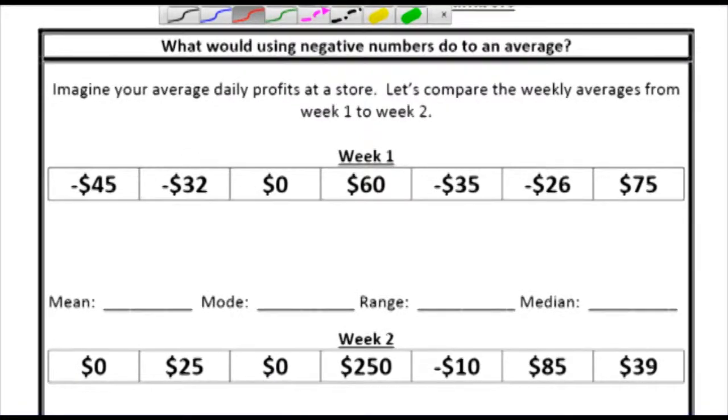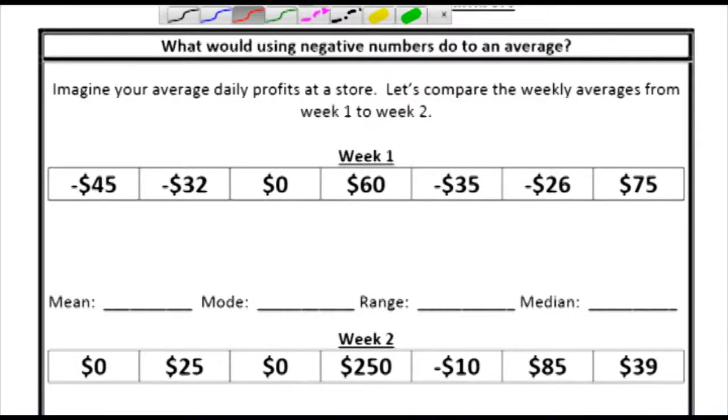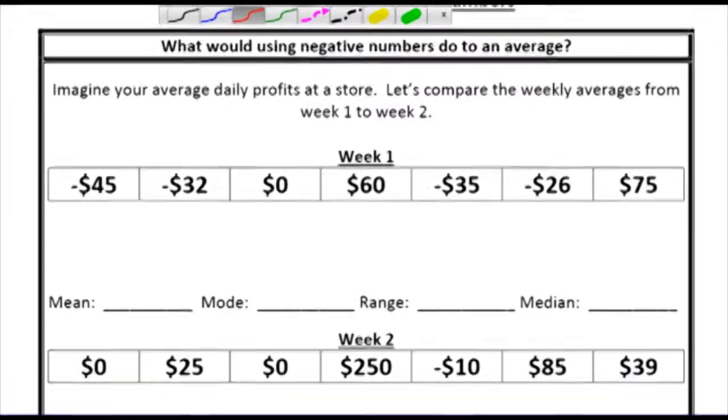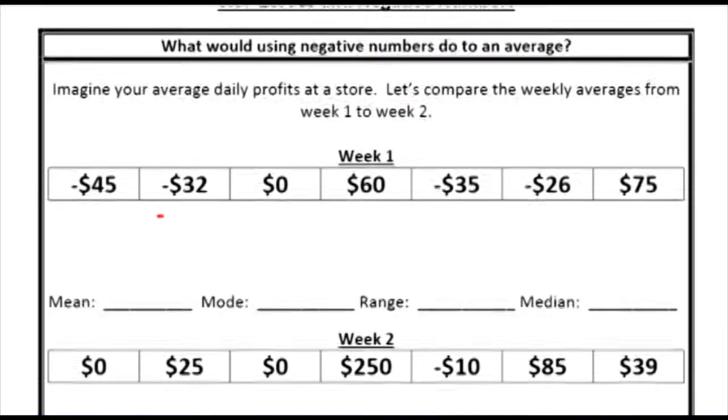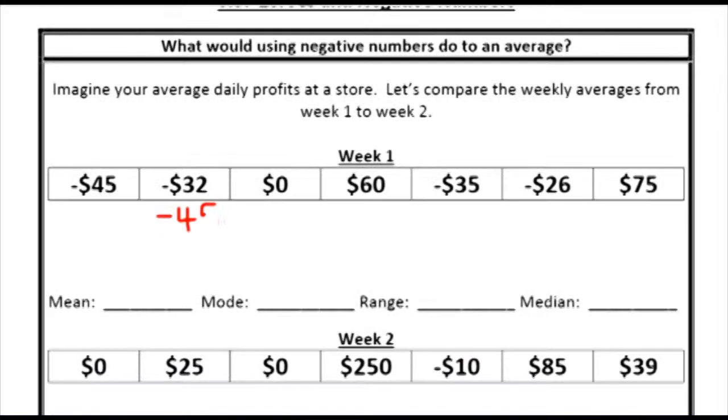Now, if I'm looking at negatives, I need to think less is more. The smallest value may have the biggest digit. So I'm going to look at negative 45, negative 32, and negative 35, and there's also negative 26. Less is more. Negative 45, I just looked at that. 45 seems like a big number, but it's really small because it's negative.